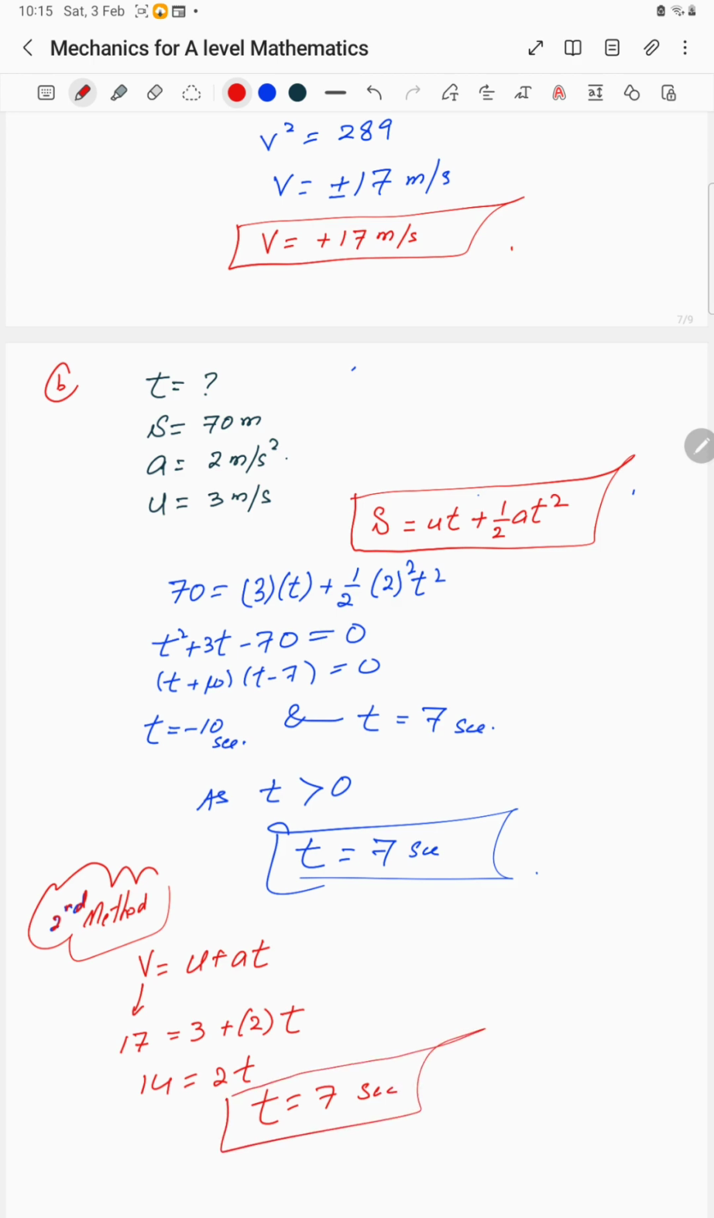So both options you have. You can see there are multiple routes to solve a particular question if you know the data given in the question. Okay, I hope you got the concept.